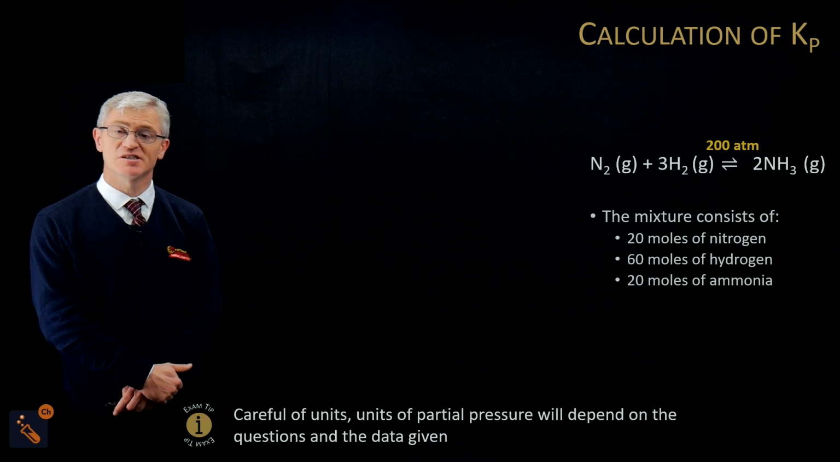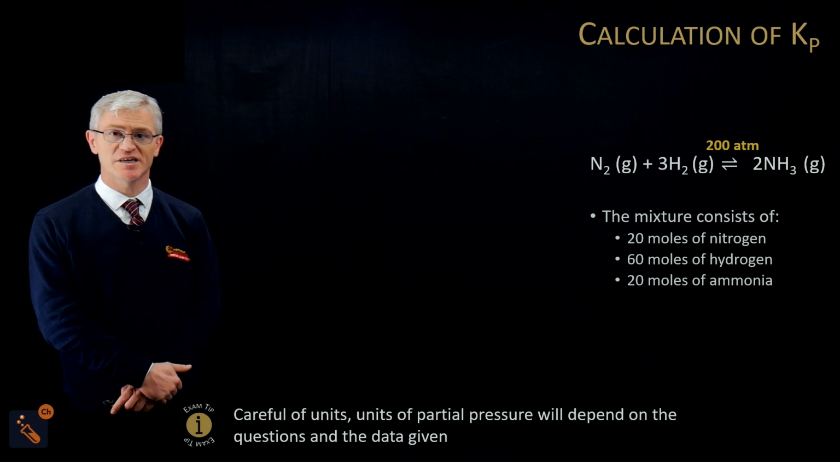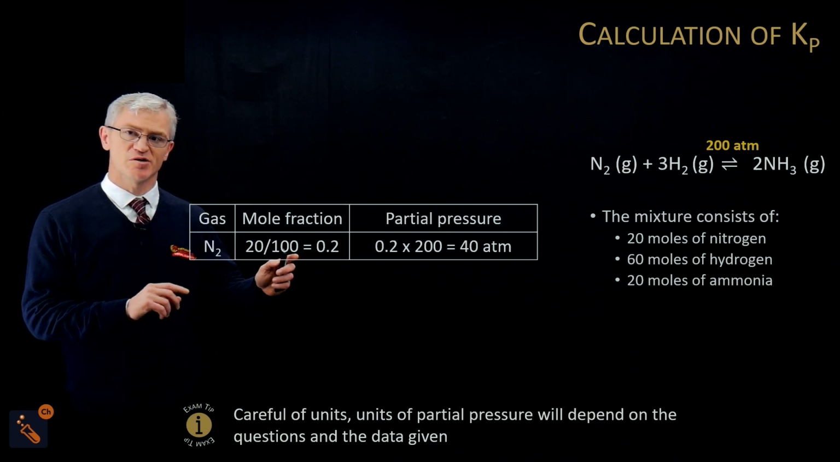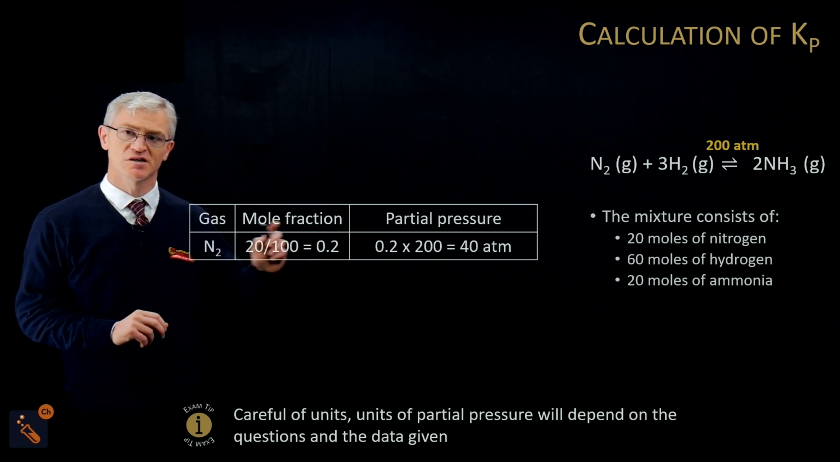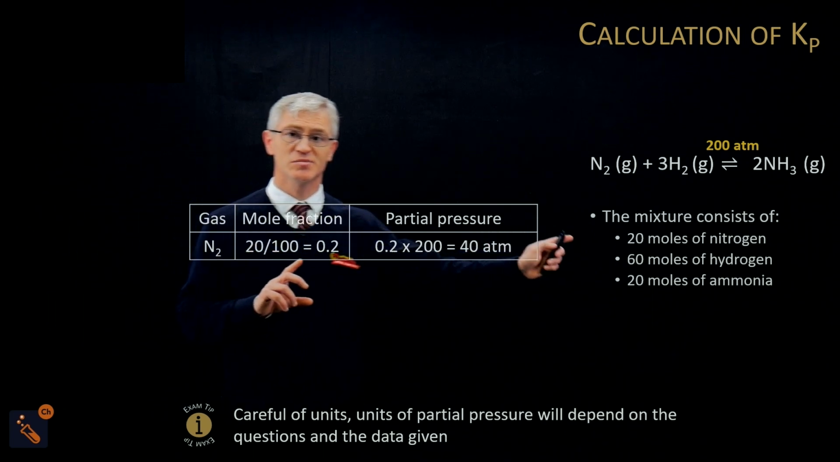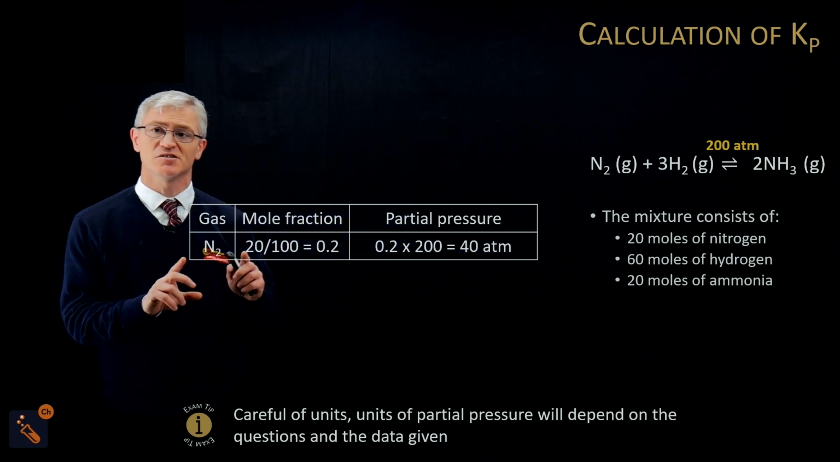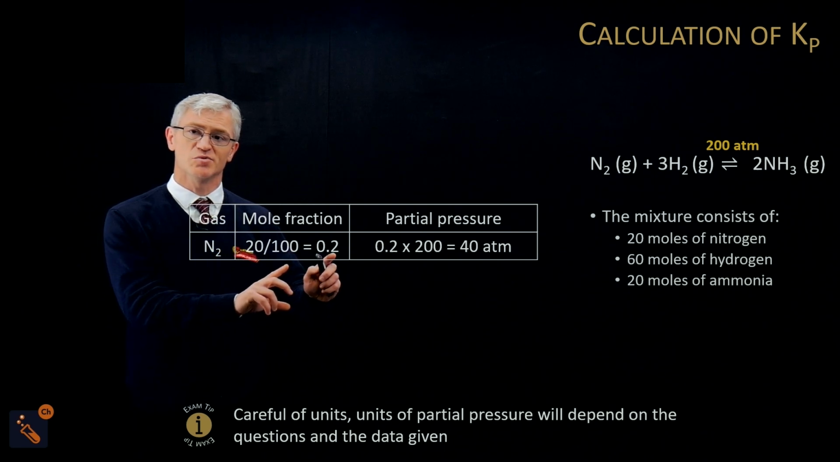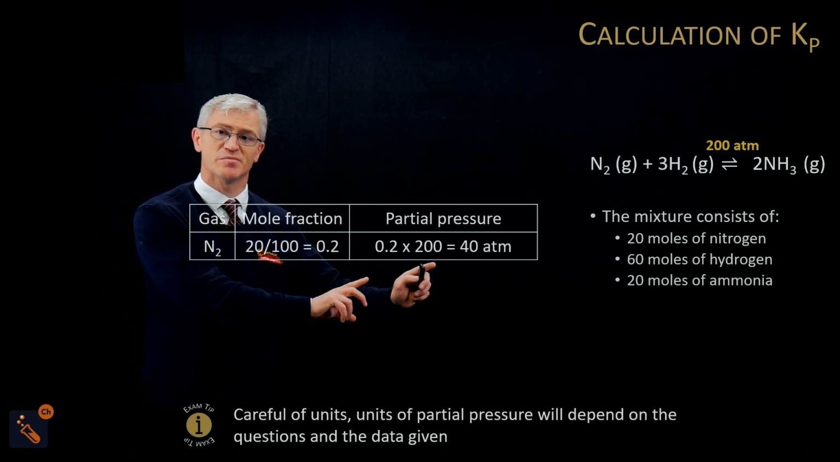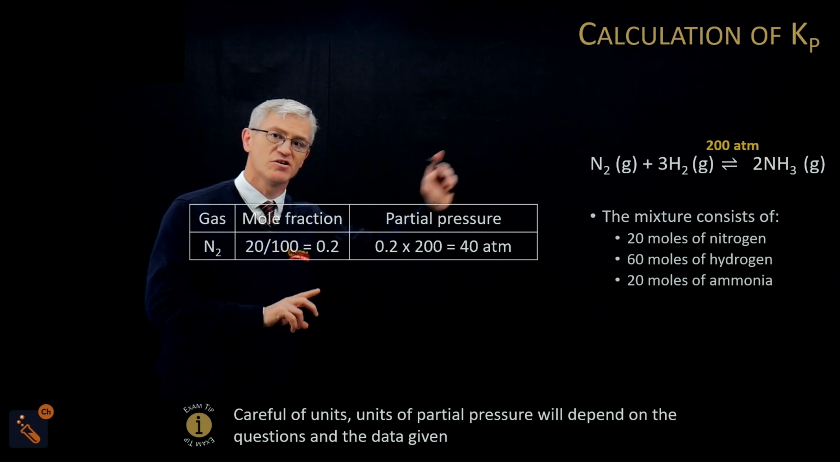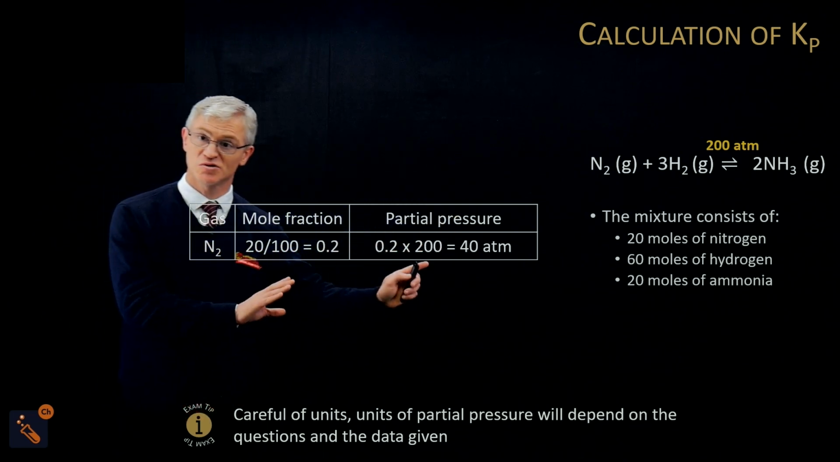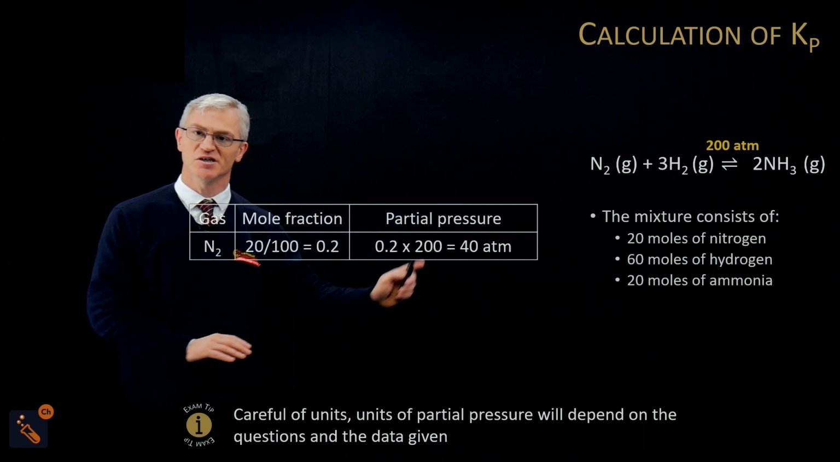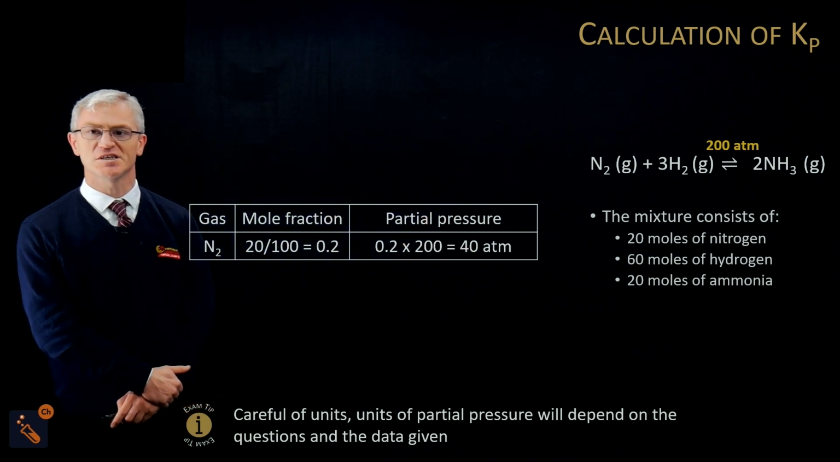So let's now do the mole fractions before we can turn them into the partial pressure. If you know already how to do this, do it. Stop the video, make this a bit more active. Now, 20 divided by 100 equals 0.2. 100 is your total, 20 plus 60 plus 20. So 20 divided by 100 is 0.2. There's your mole fraction. The mole fraction is then multiplied by the total pressure. Total pressure is 200, which is from the equation, and you get your partial pressure of 40.